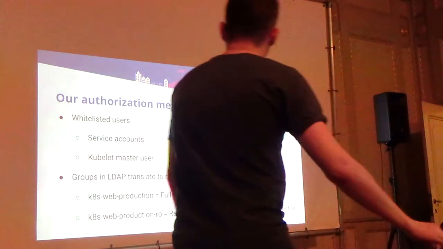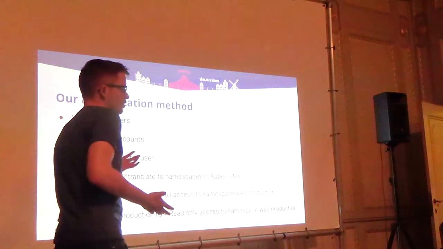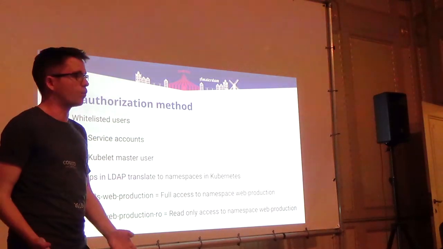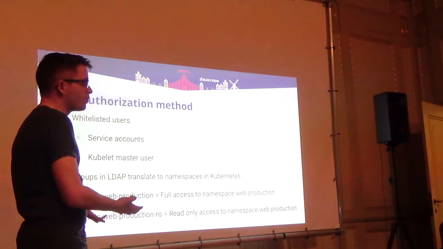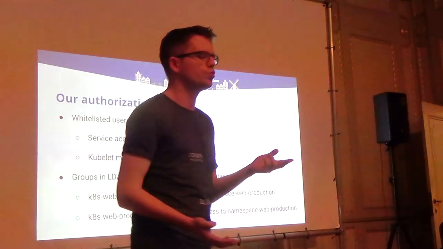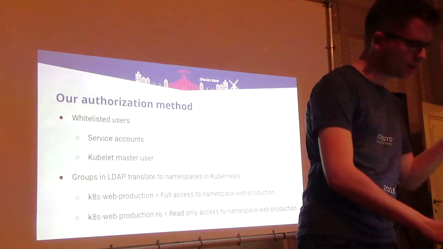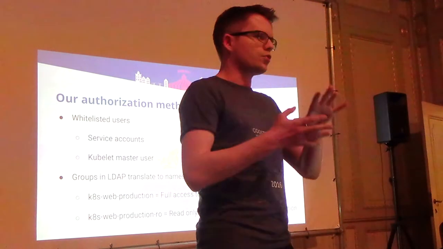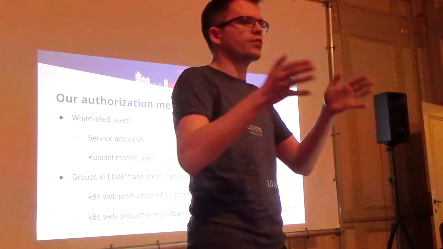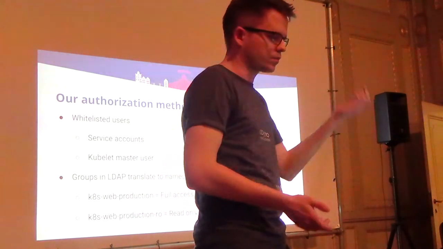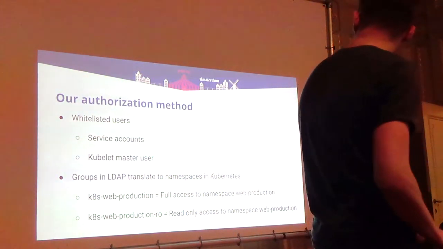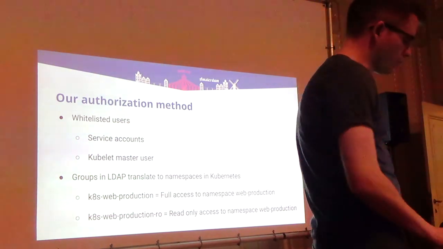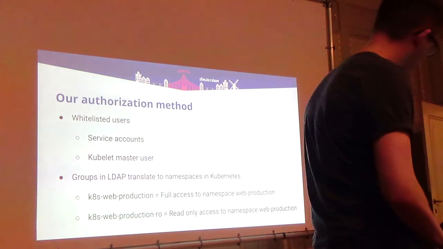So, the beauty of having webhooks as an authentication and authorization method is that you can do basically whatever you want. This is our method. So we have two checks you can pass, basically. The first one is a whitelisted user list. And these are to cover the service accounts. So the service accounts have a specific format, like system:serviceaccount: something like that. If it's prefixed with this, you can do whatever you want, in the namespace you're assigned to, either way.